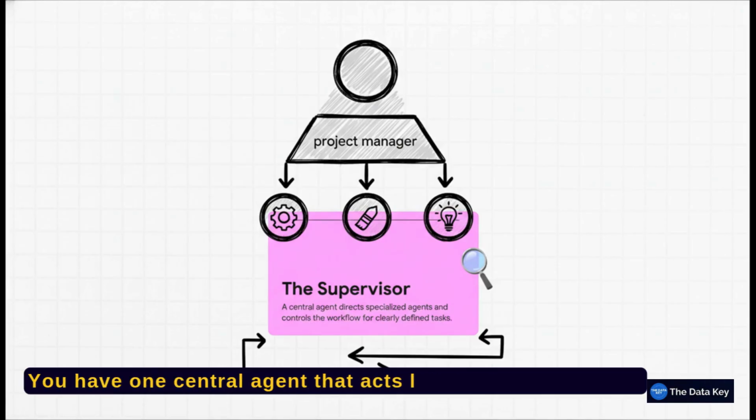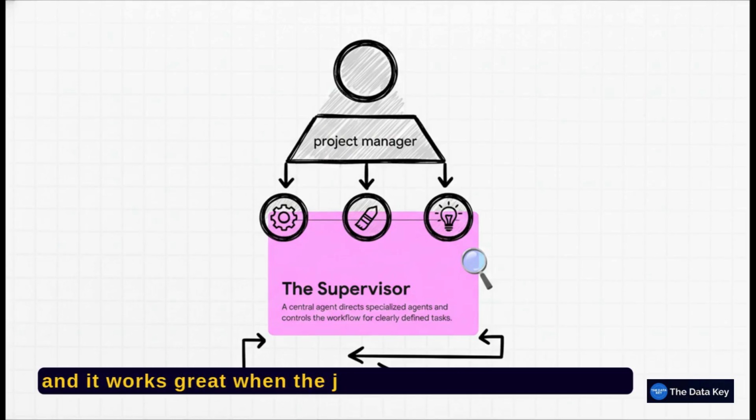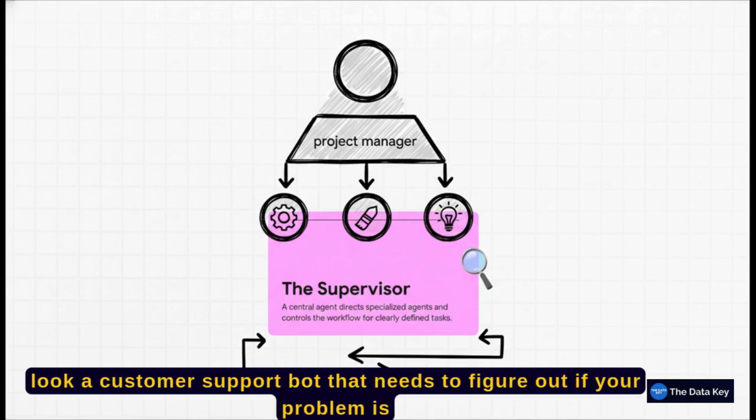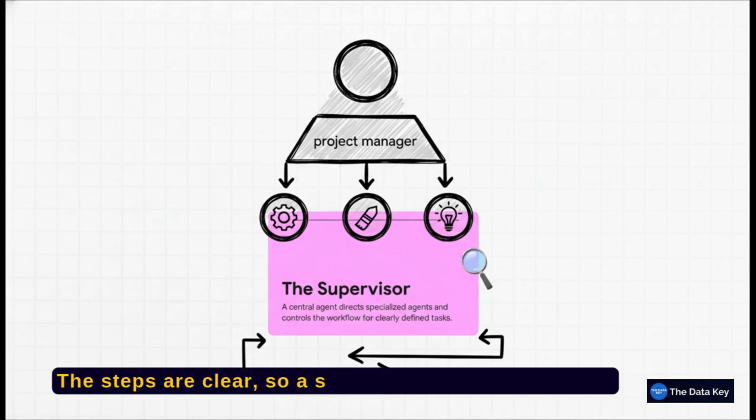You have one central agent that acts like a project manager, dishing out tasks to a team of specialized worker agents. It's super clean, it's controlled, and it works great when the job is predictable. Like a customer support bot that needs to figure out if your problem is about billing or tech support, and then sends you to the right place. The steps are clear, so a supervisor is perfect for that.